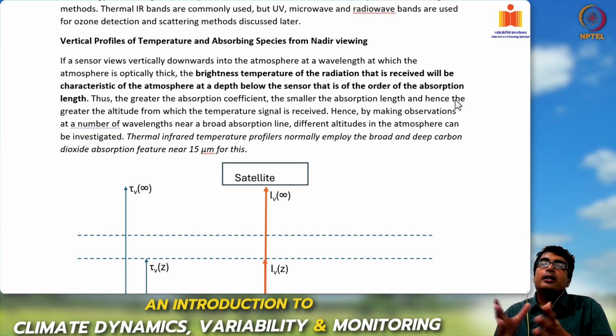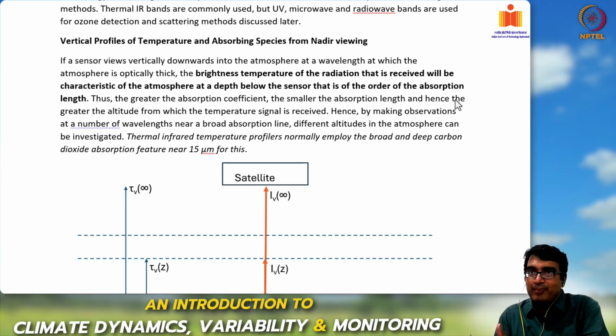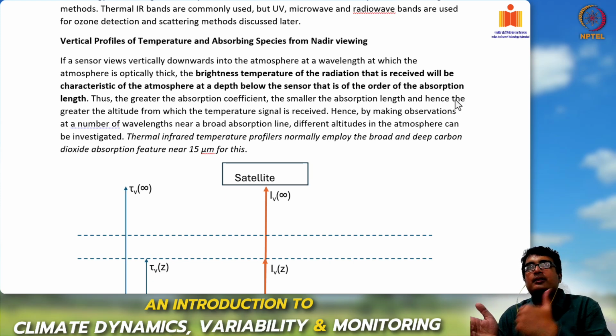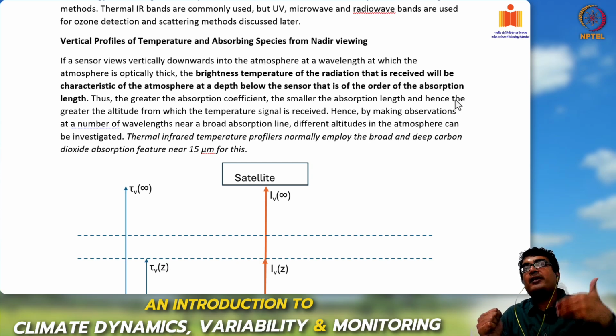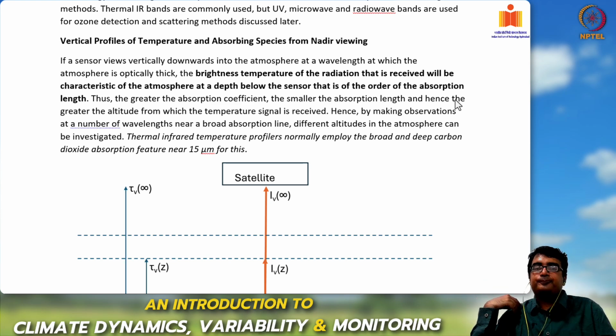So if for that specific frequency band the optical thickness is 5 kilometers, then the atmospheric temperature at 5 kilometers will be detected by the satellite. If in another frequency band it is 10 kilometers, then the temperature of the atmosphere at 10 kilometers above the ground will be detected by that frequency band. So in this way, by shifting from one frequency band to another with different optical thicknesses, a Nadir viewing satellite can measure the atmospheric temperature at different vertical lengths.